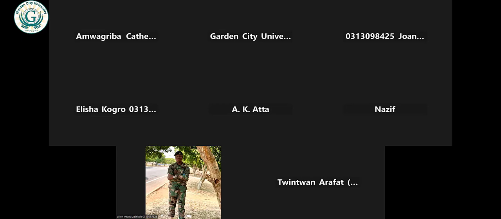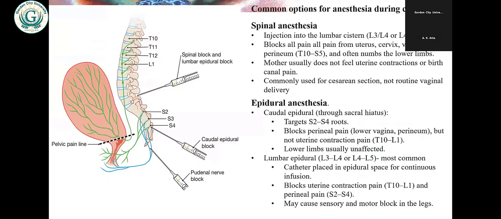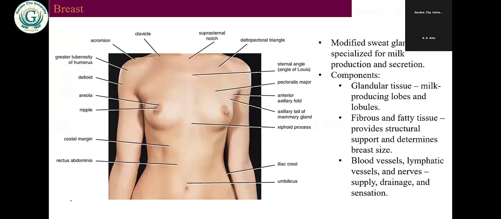Finally, let's look at the breast. Yes, very important. Let's look at the breast. So that's what you have here. I'll talk about the breast because it's also very important when it comes to the female reproductive system.